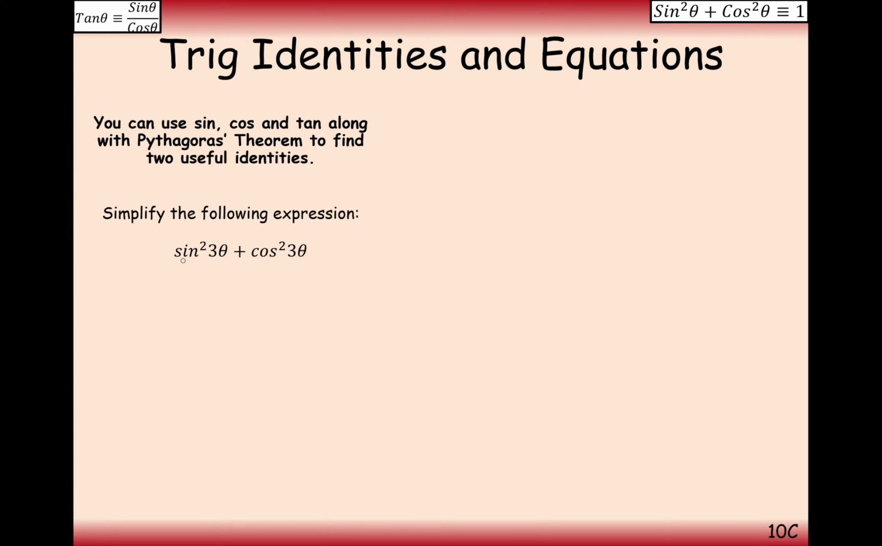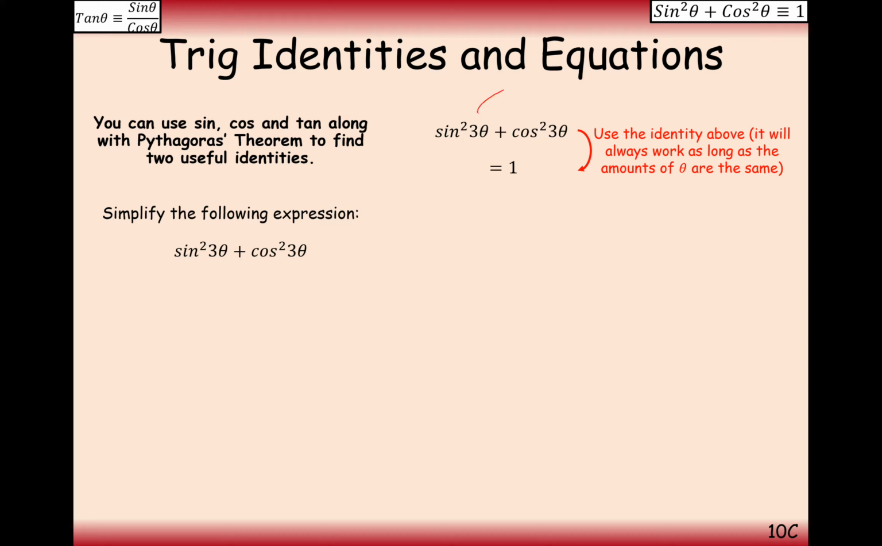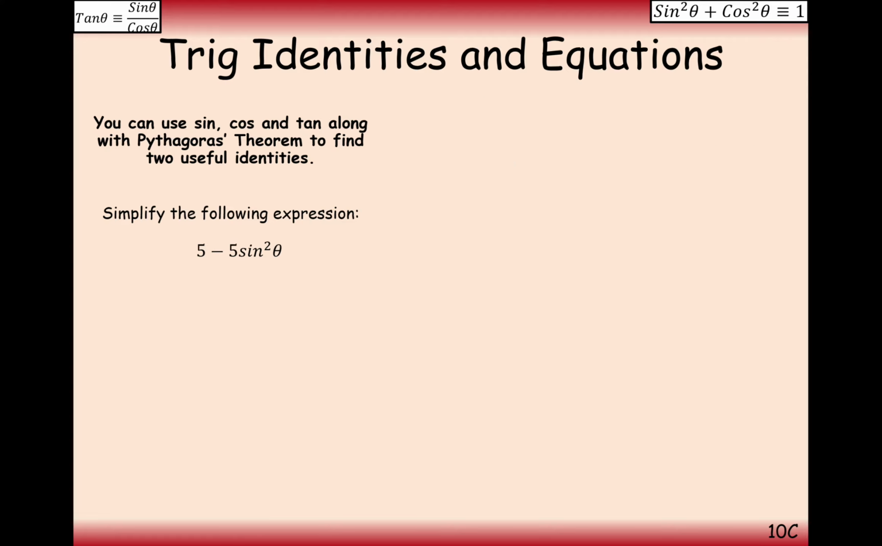Okay, so simplify this expression here. Sine squared 3 theta plus cos squared 3 theta. Well, given that our identity works here for any angle, as long as the two angles match up and are the same, then what we can simplify this to is just the value 1. As long as the 3 theta and the 3 theta are the same in both positions, then that's fine. We can use our identity and say that that's equal to 1.